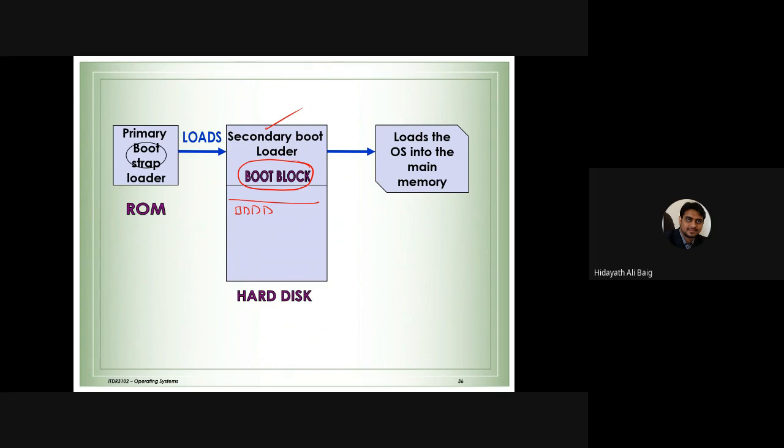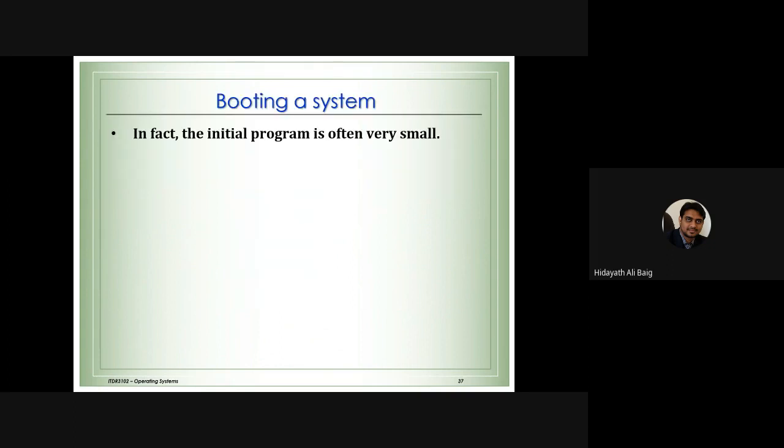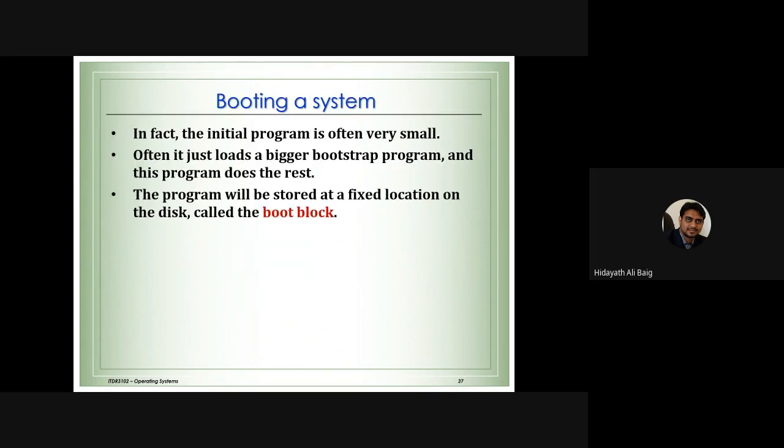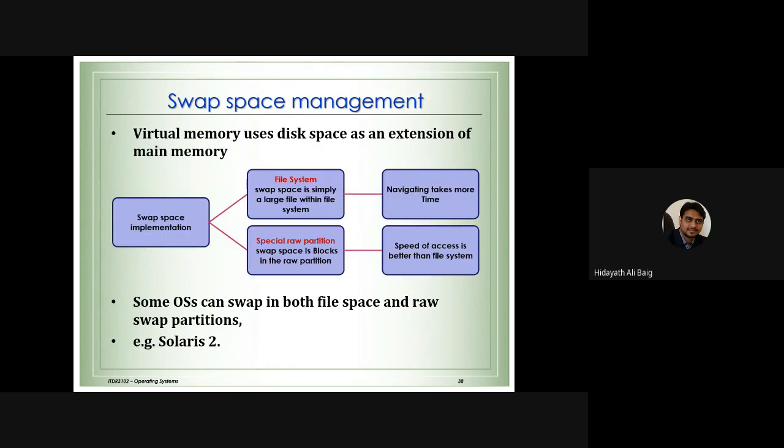Means it's a special place in the hard disk, so that it can go directly to the boot block and read the data from that place, identify the operating system, and send the operating system into main memory to start being executed by the CPU. Okay, that's what happens in the background of the booting. That is called a boot block. That is one point. And the last point we are going to discuss in this lecture is swap space management.